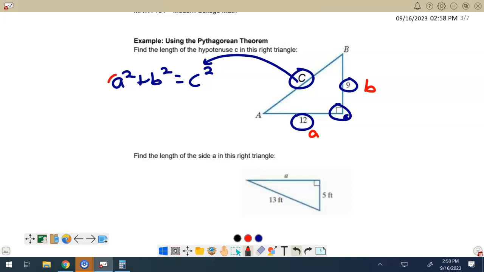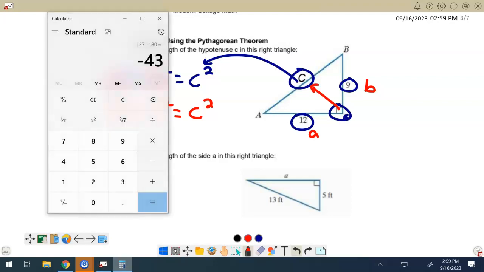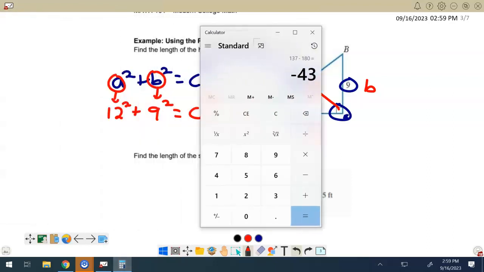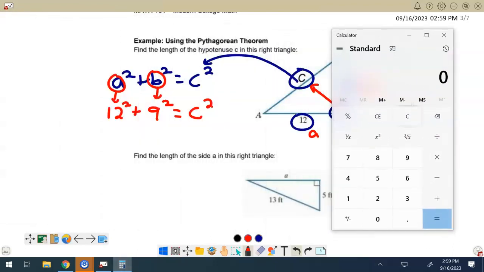Right, so A is equal to 12, B is equal to 9, and C, the hypotenuse, which is the side opposite the 90-degree angle, is what I'm looking for. So I'll just leave that in as my variable. So again, I'll use my calculator. We need 12 squared, which you might know off the top of your head. 12 squared, which is 144.